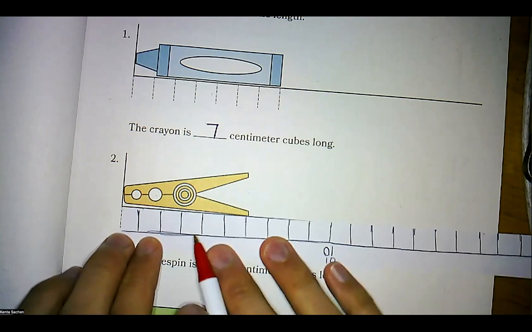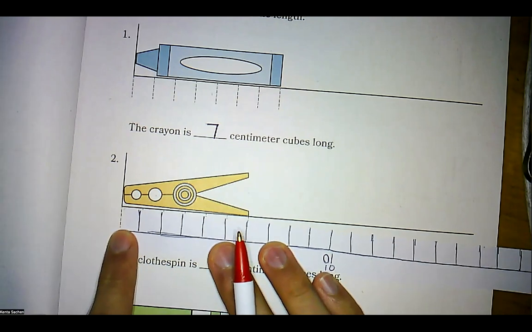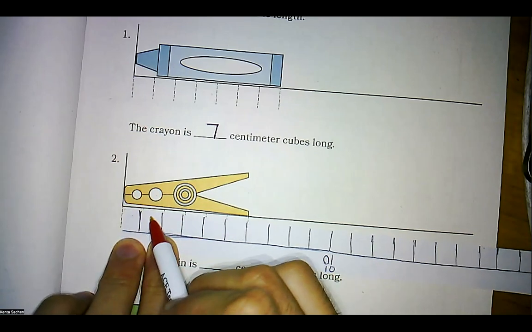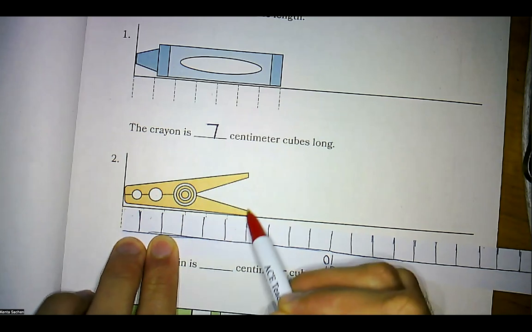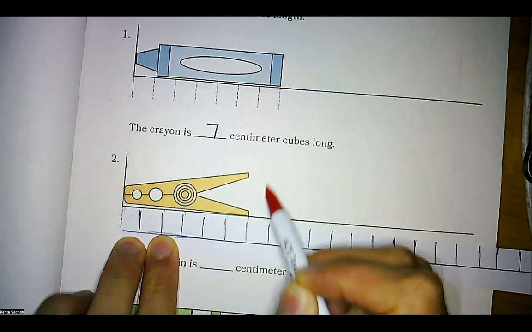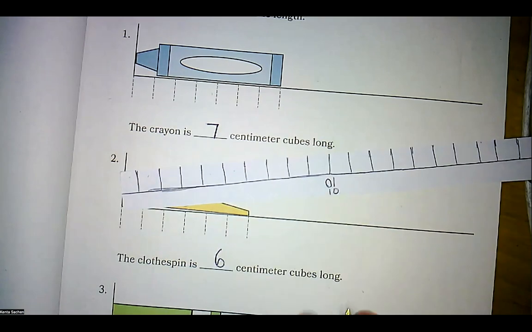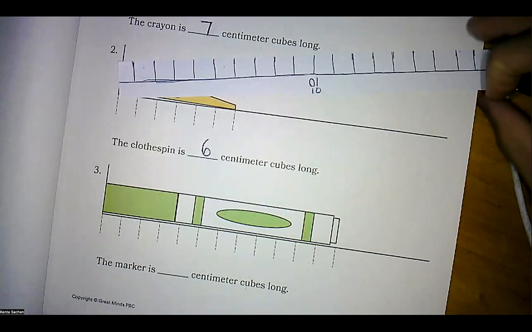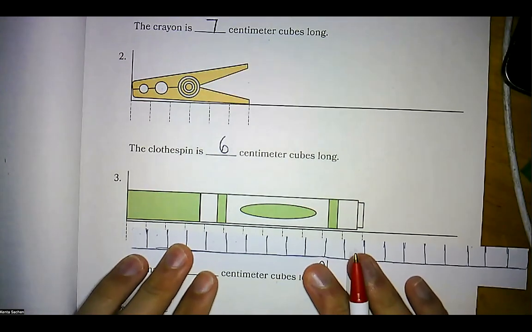Okay, so if I'm counting, remember you have to line this up to the very end here to make sure we're being careful. Okay, got 1, 2, 3, 4, 5, 6. We don't count this one because there's nothing here, right? We stop here. And so it is 6 centimeter cubes long. Now the third one, we got a little bit longer one. Got a marker, it looks like.